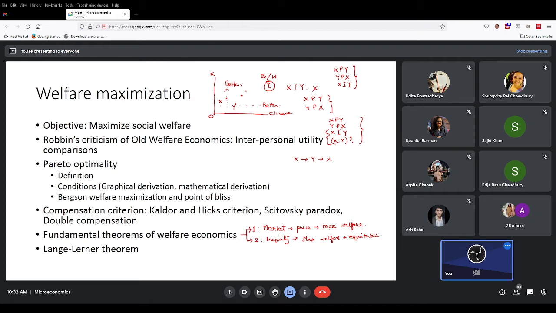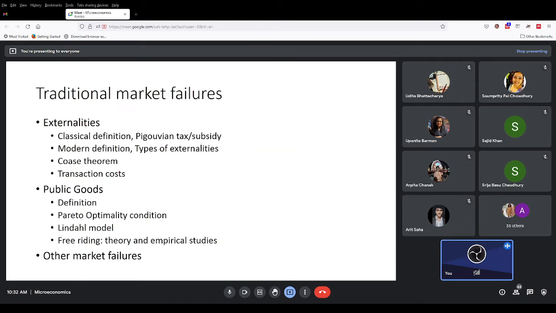Now, the results that we derive in this module are based on certain assumptions. They give very good results which are very assuring. They tell us that a market is an excellent mechanism. It can solve all problems, but we are making certain assumptions. And these assumptions are highly restrictive. When these assumptions do not hold, then we have what is called market failures.